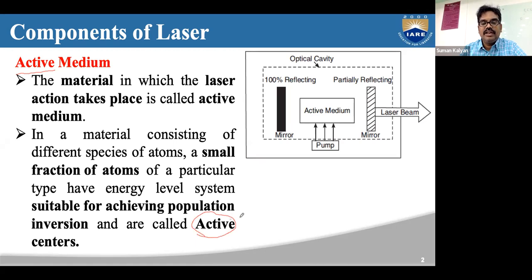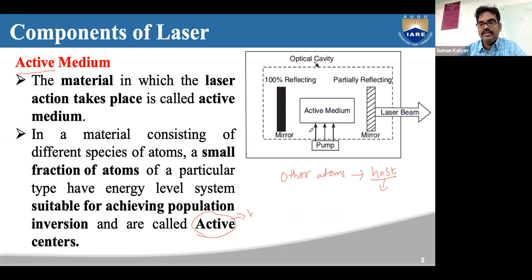But what about the other atoms? The other atoms are called the host, and they support the active centers.